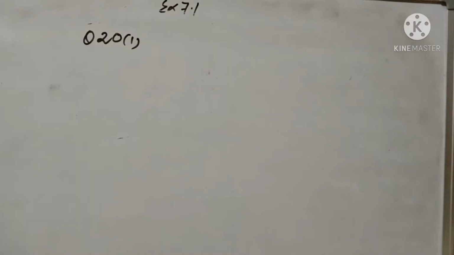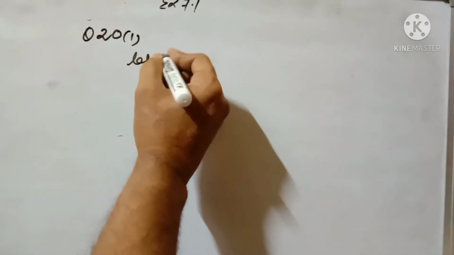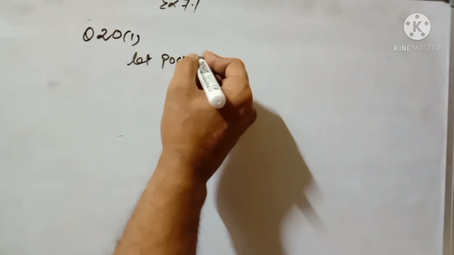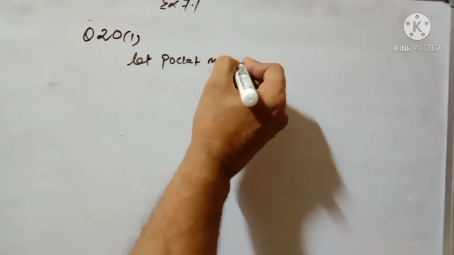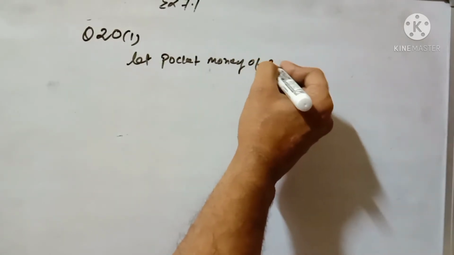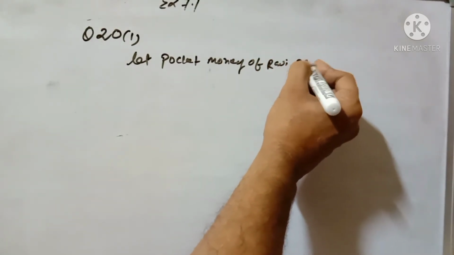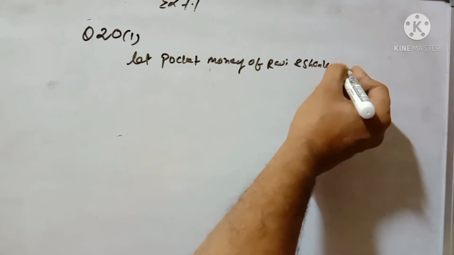Question number 21. It is given the monthly pocket money of Ravi and Sanjeev are in the ratio 5:7. Their expenditures are in the ratio 3:5. Each saves 80 rupees every month. Find their pocket money. Okay. Let the pocket money of Ravi and Shankar be what?